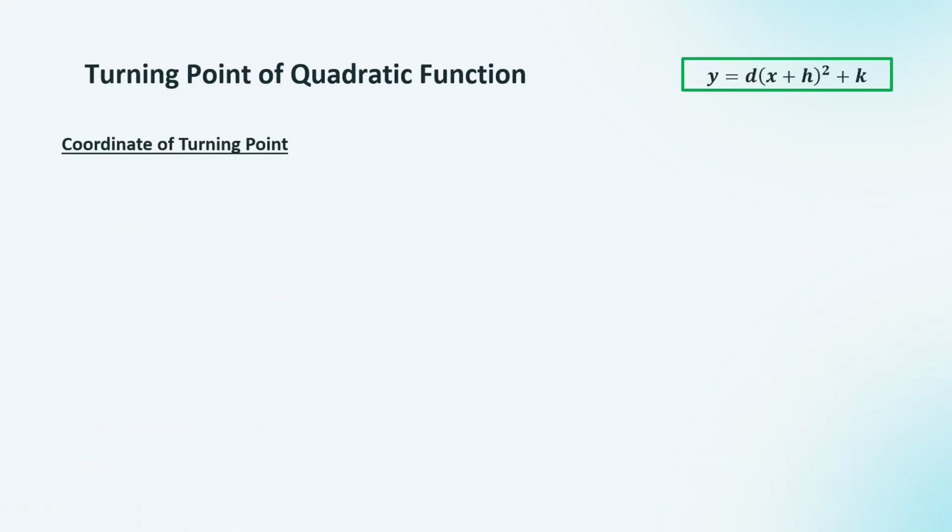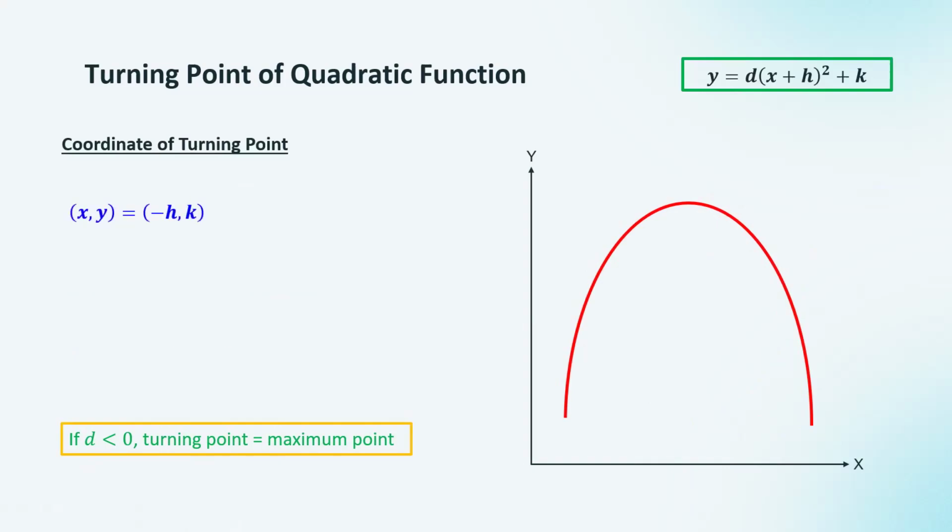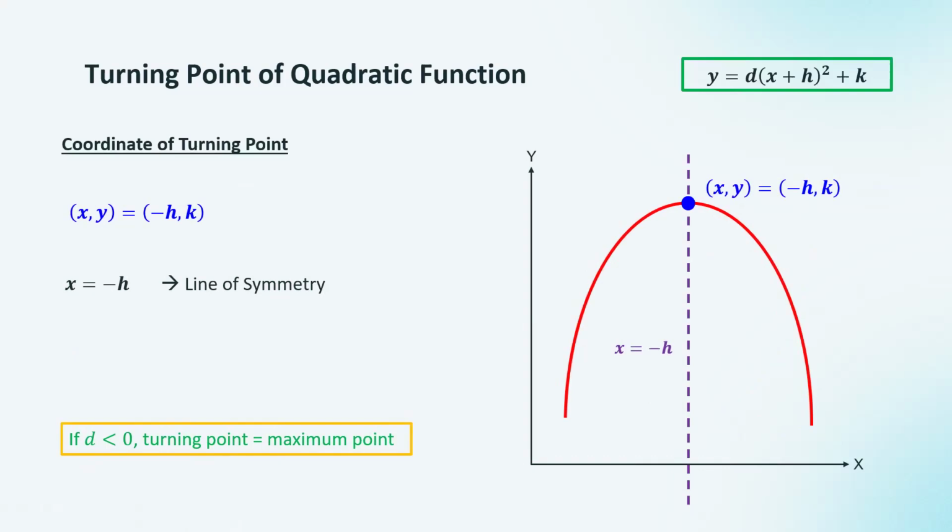So now in this case, I will use another type of parabola shape. We know that in this case, d should be negative since we will get a maximum point. And the turning point, again, is going to be -h, k. And we know that x is equal to -h, which is the line of symmetry. And y equals k is what we call the extreme value.